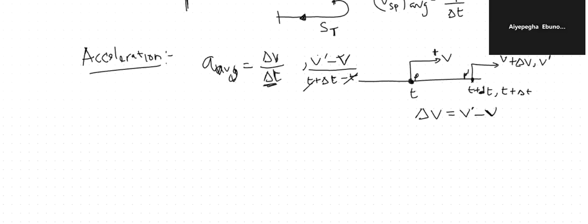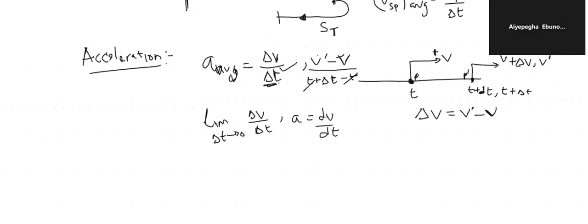Now, we move to the definition of instantaneous acceleration. If you take smaller and smaller values of delta t, and the corresponding value of delta v, we are going to have instantaneous acceleration, giving us the limit as delta t tends to 0 of delta v over delta t, which is the same thing as dv dt. That's our instantaneous acceleration.